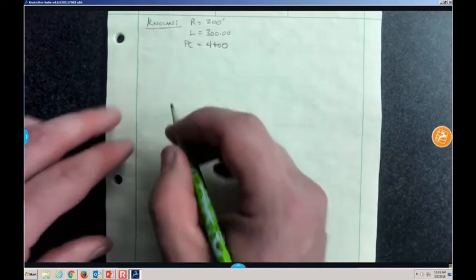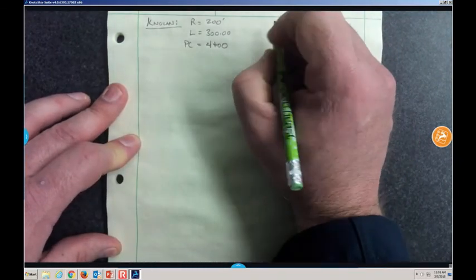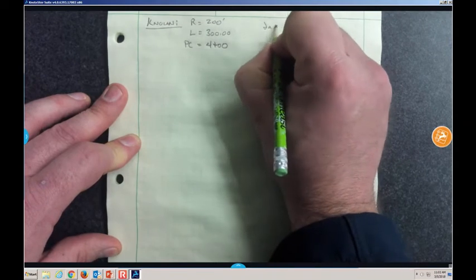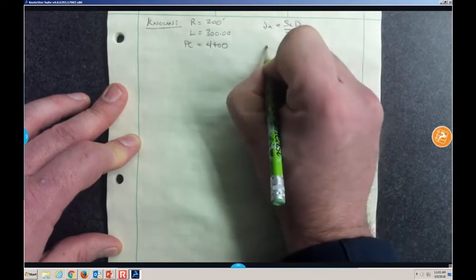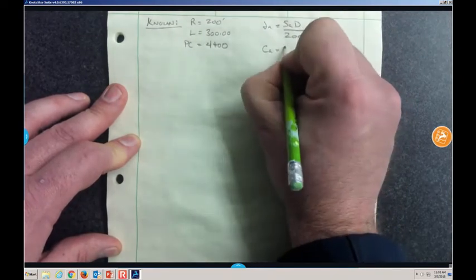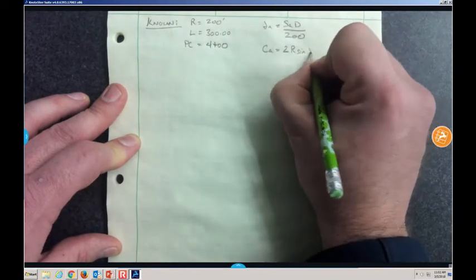Okay, so if I write our formulas out, let's see here, we'll write them over here. Alpha A equals SA times D over 200, and then CA equals 2 R sine of alpha A. Okay, so those are the two formulas we need. So based off of what we know, what do we have to find first? Your SA.